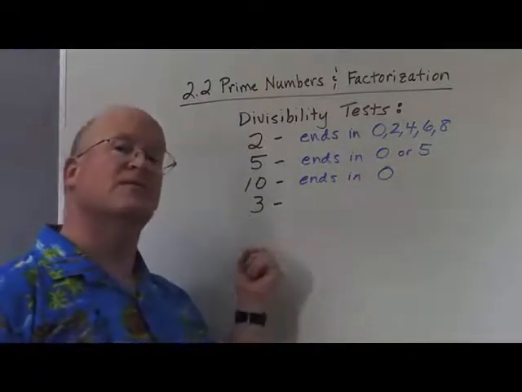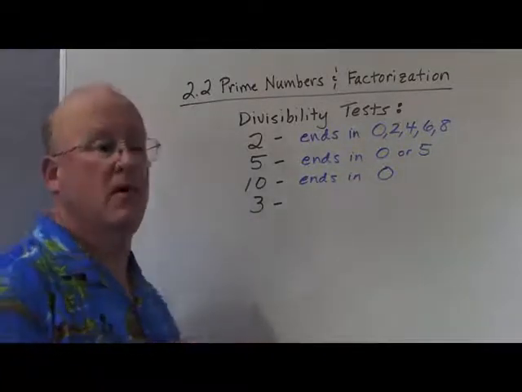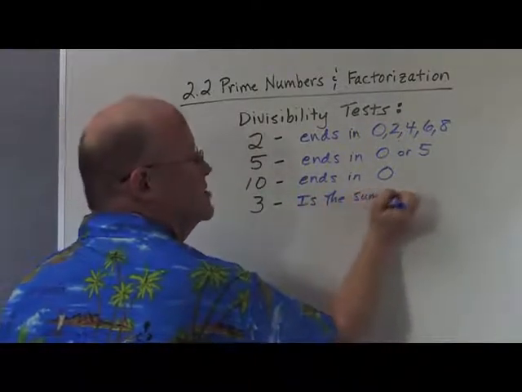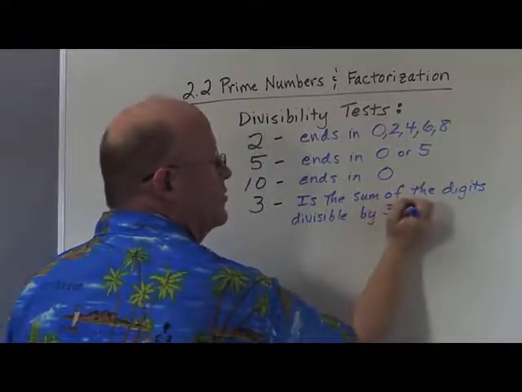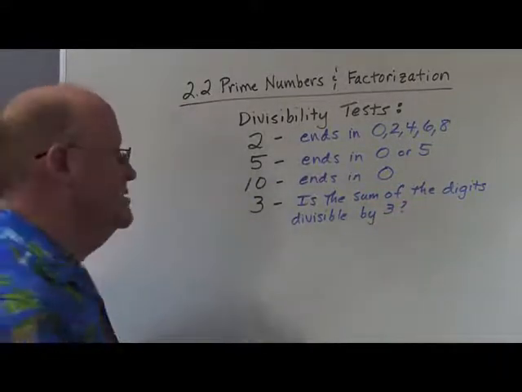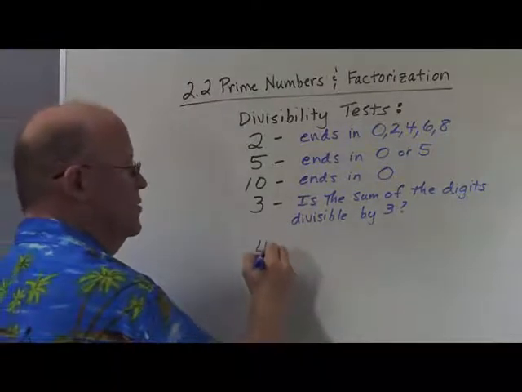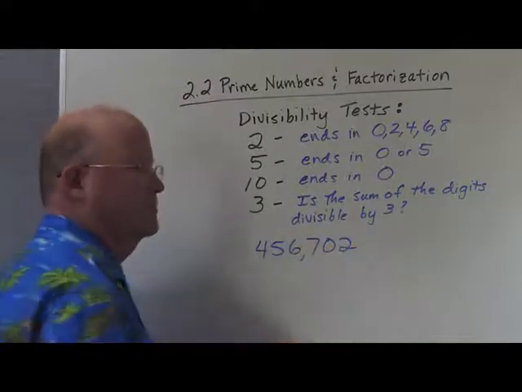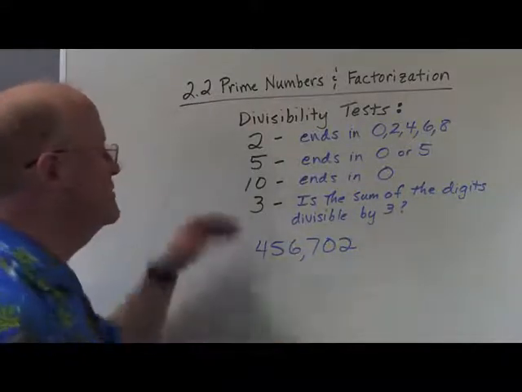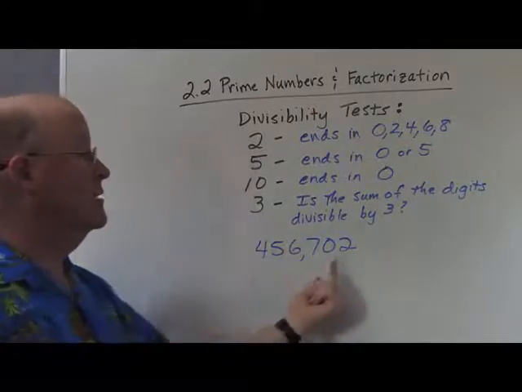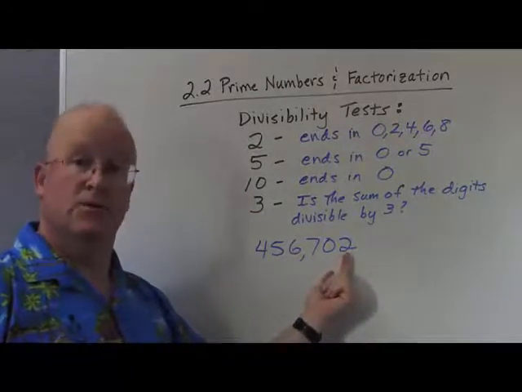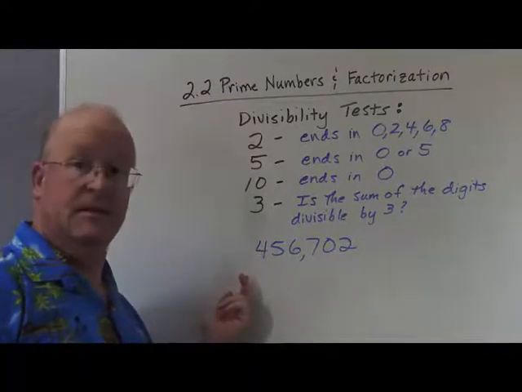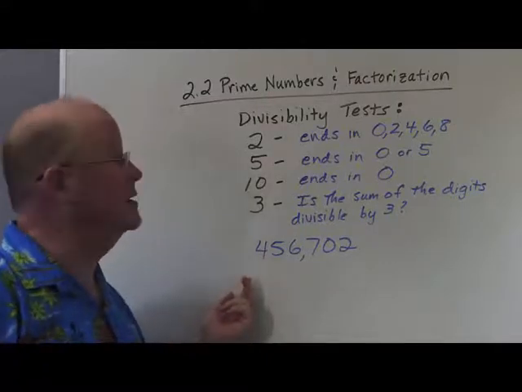Now, the test for divisibility by 3 is a little bit more involved. We ask, is the sum of the digits divisible by 3? For example, let's take a rather large number, such as 456,702. We want to ask, is this number first divisible by 2? The answer is yes. It ends in 2, an even number. That means 2 goes into this rather large number. It doesn't tell us how many times, but it does tell us 2 will go in.